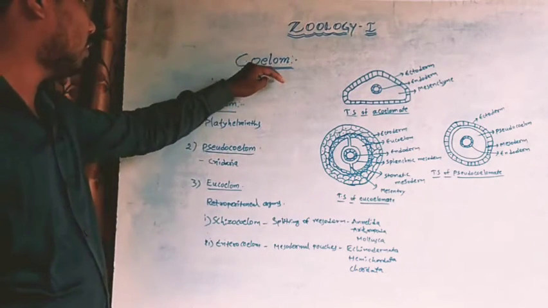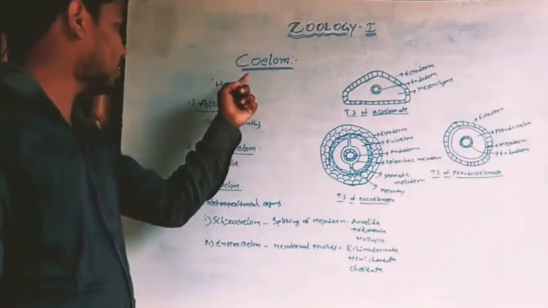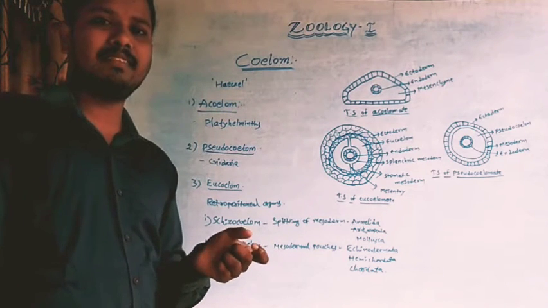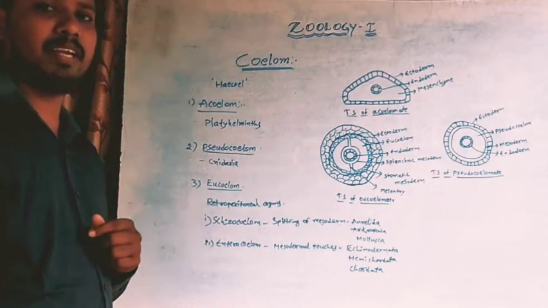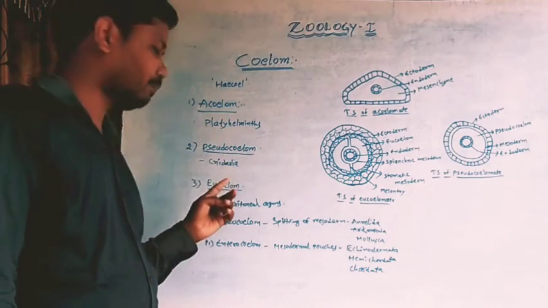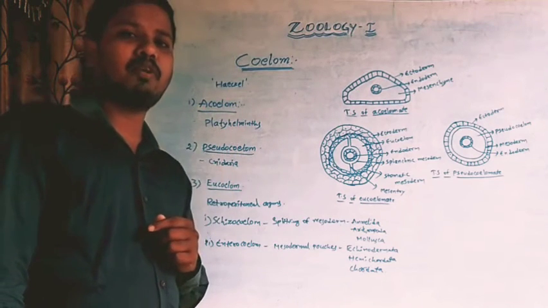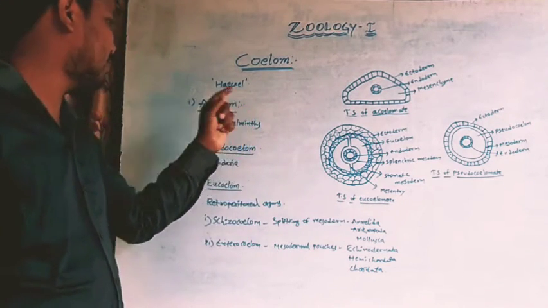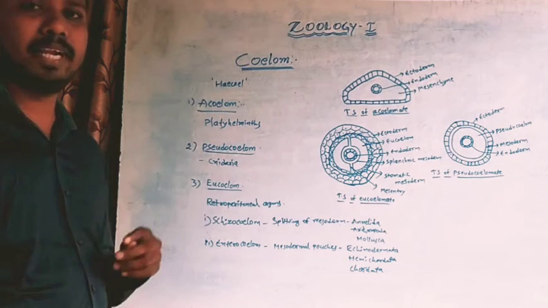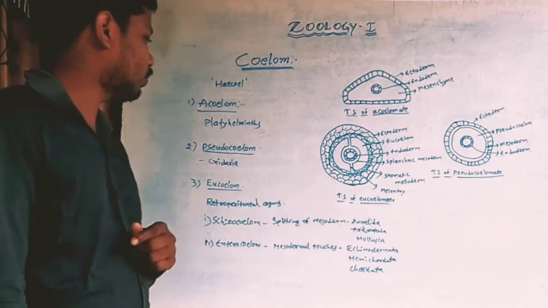So listen again. Coelom means the cavity lying between the body wall and alimentary canal. This word is coined by Haeckel. This coelom is lined by the mesodermal epithelium. Coelom can be divided into three types: acoelom, pseudocoelom and eucoelom. The cavity that does not lie between the body wall and alimentary canal is called acoelom. Animals which possess this type of coelom are called acoelomates. Platyhelminthes exhibit acoelom.